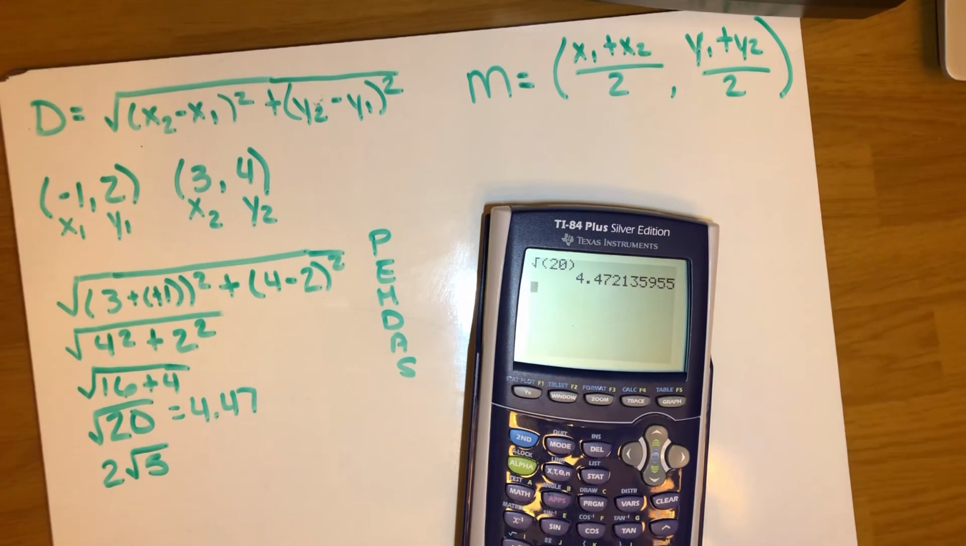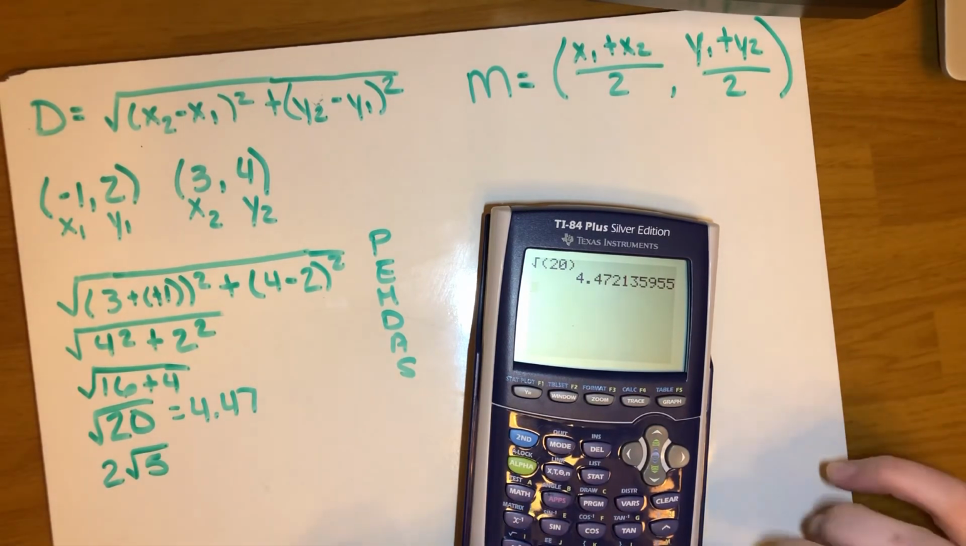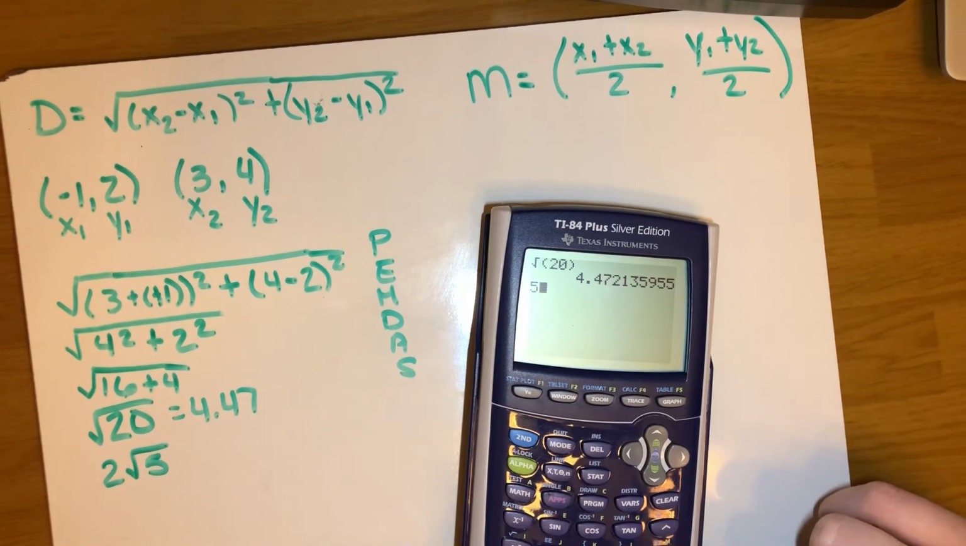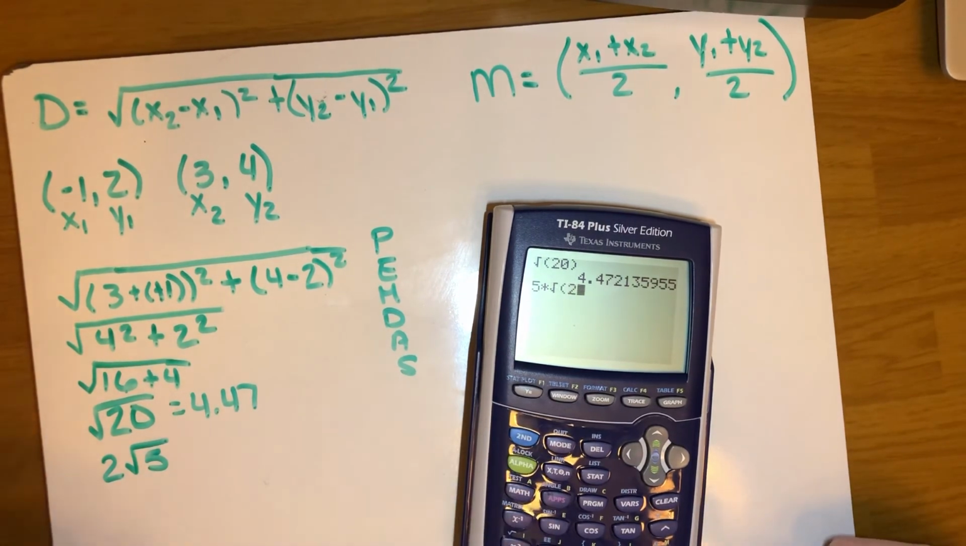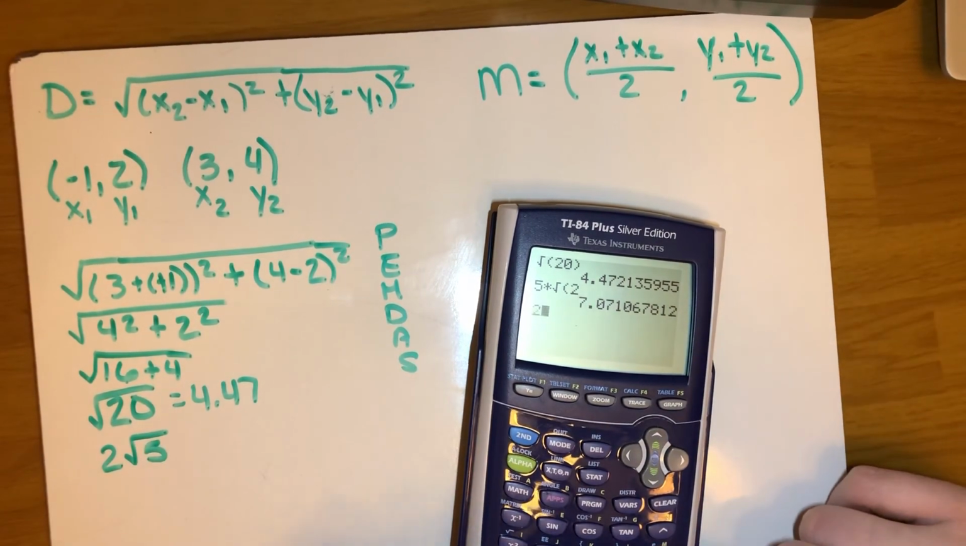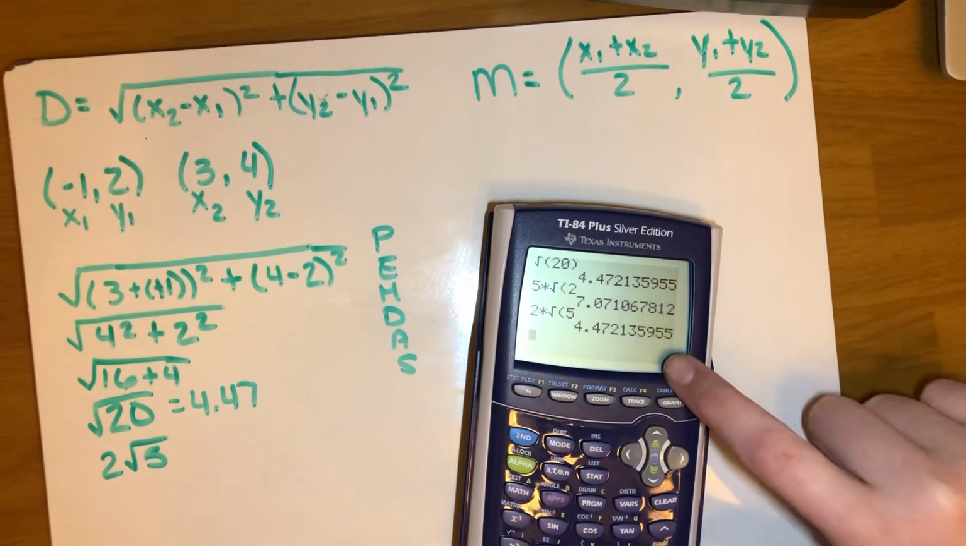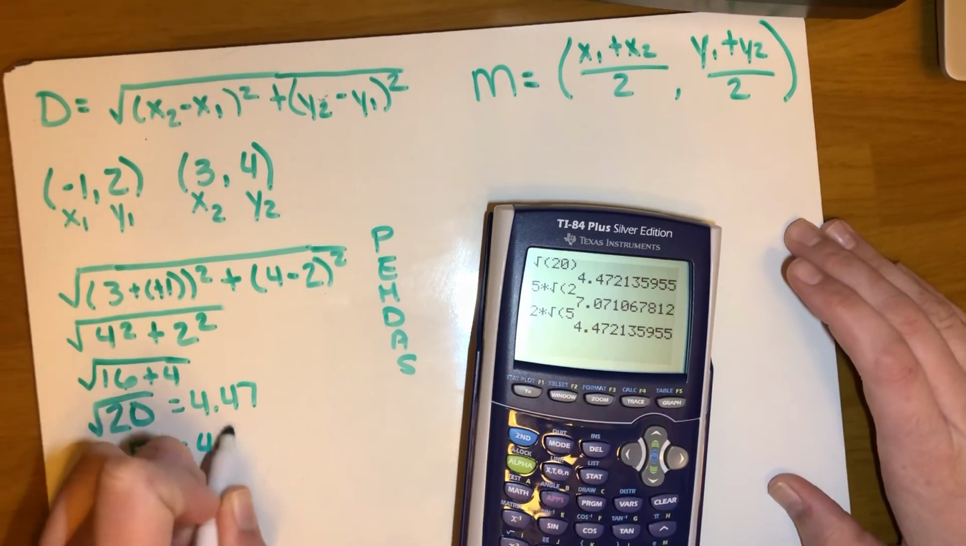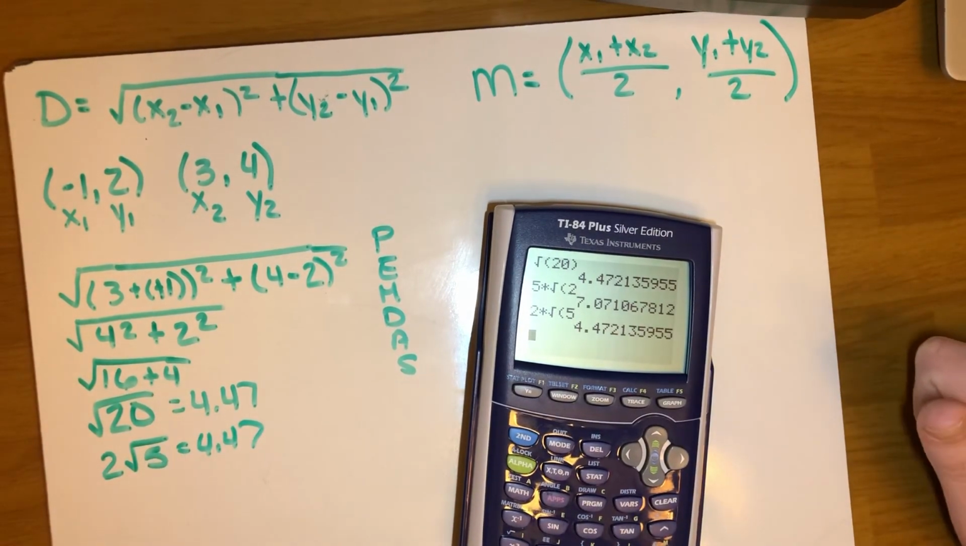So I'm looking at the sheet here and I see that one of them is 5 square root of 2. So to see that as a decimal, do 5 times the square root of 2, and that's what that is as a decimal. Now for mine here, 2 times the square root of 5 is 4.47. So that's how you can match it up without knowing how to simplify radicals.